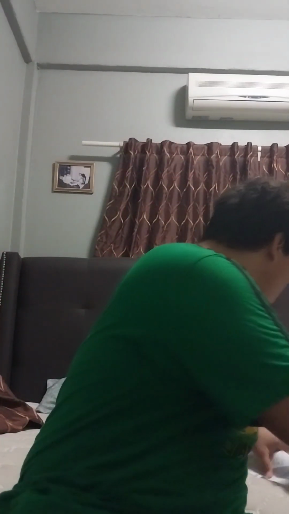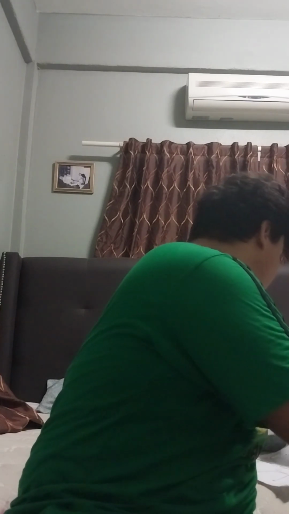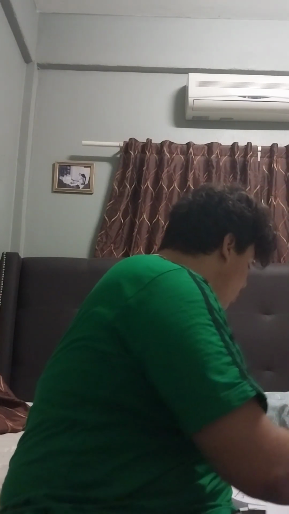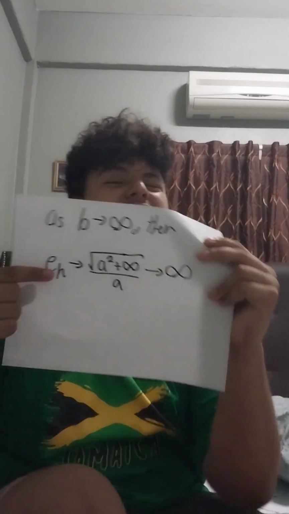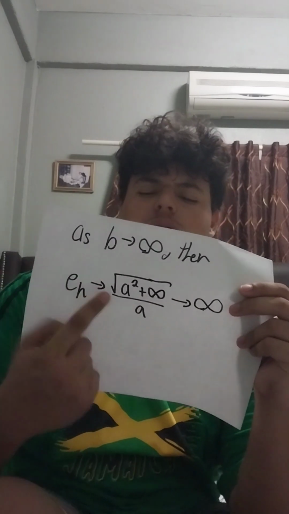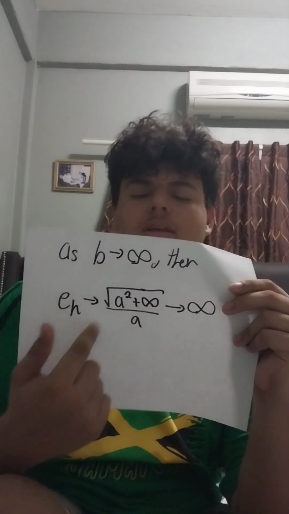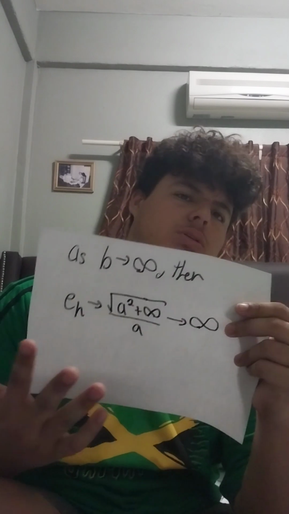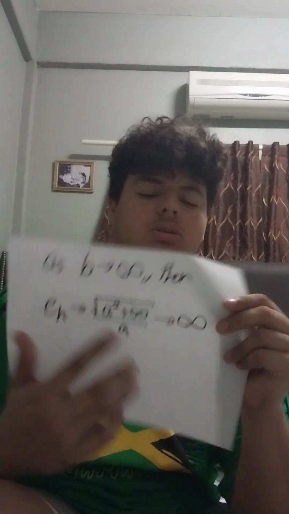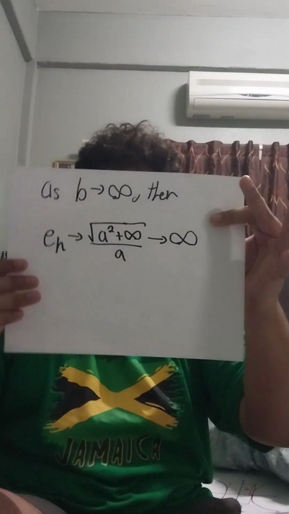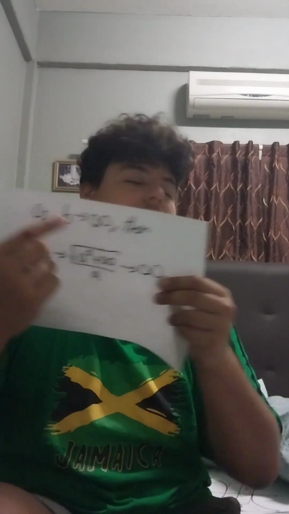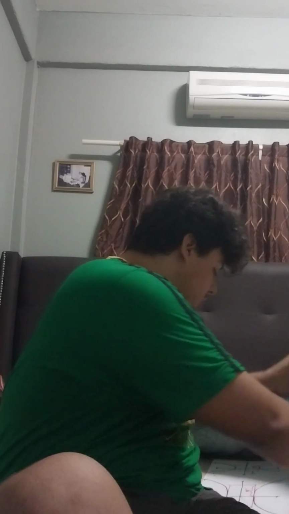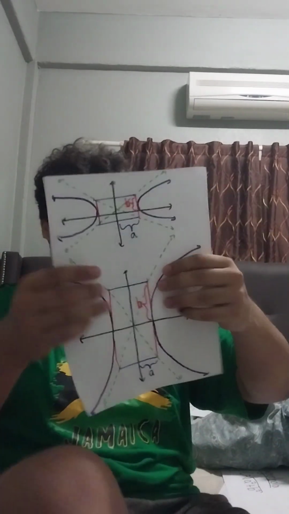Now, using this same mathematical method, we can see that as b approaches infinity, the eccentricity approaches infinity, because you essentially get the square root of a squared plus infinity, all divided by a. This just approaches infinity. It's a very, very large number, right? And because of this, for the eccentricity to approach infinity, b has to approach infinity, which gives us a graph that looks like this.